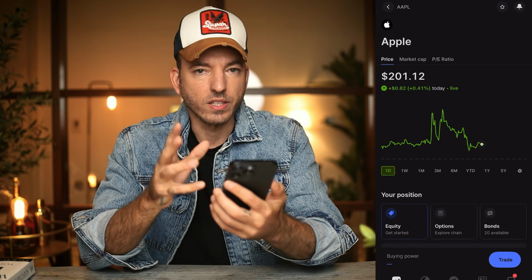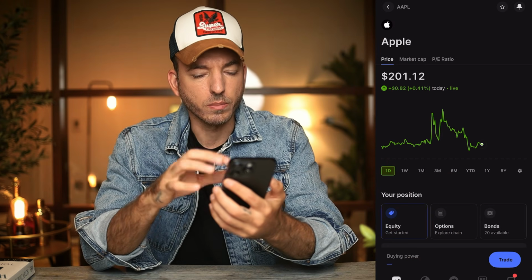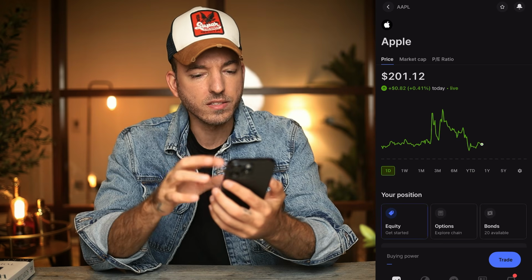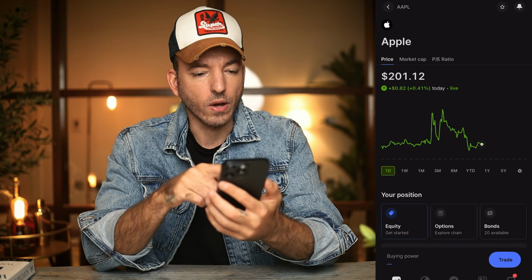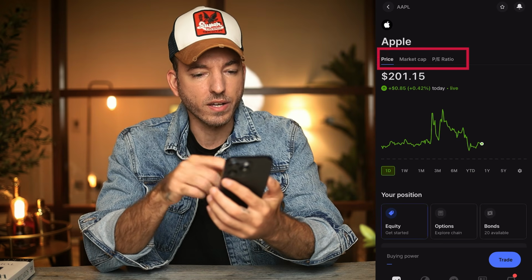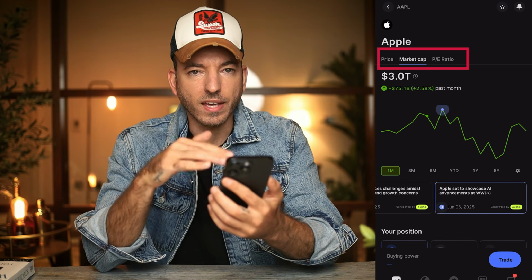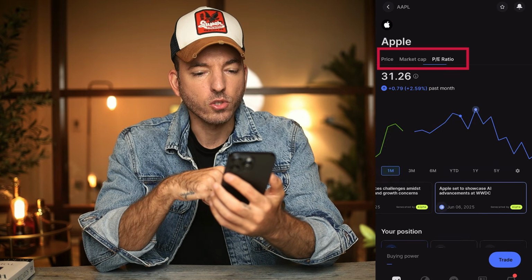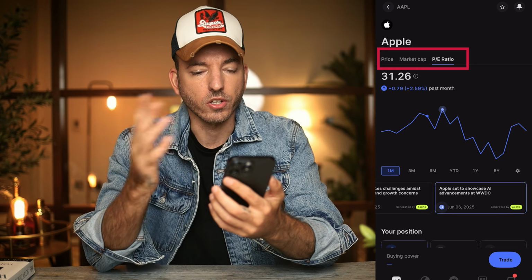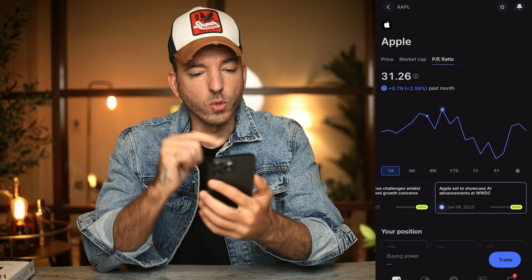Now, the interface is really nice over here. I like it. Let's go through it just a little bit so you can understand what you're looking at before we jump into the option chain. At the top, you can see that obviously it has the price, but also you can switch the graph to market cap. So you can see the market cap go up over time. And you also have the PE ratio, which is the price to earnings ratio, and you have a graph for that, which is pretty nice.